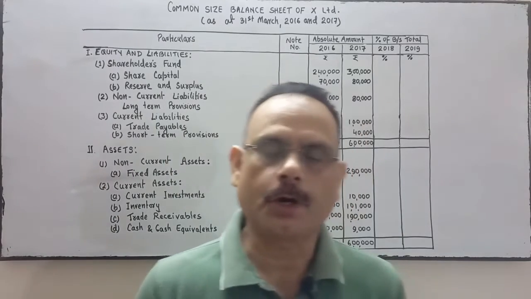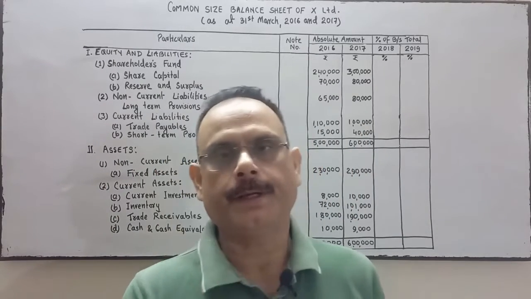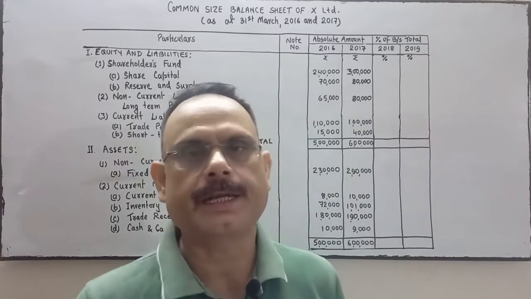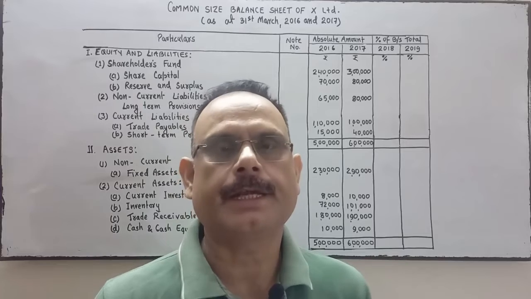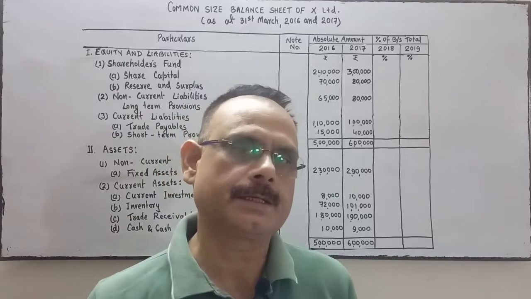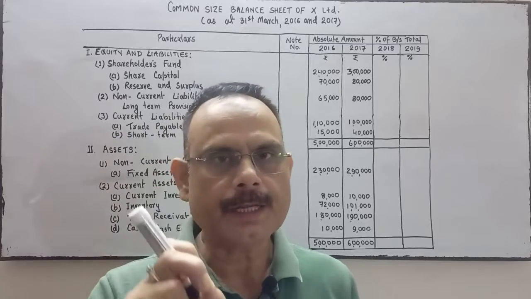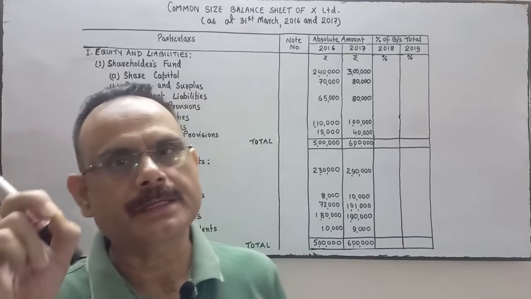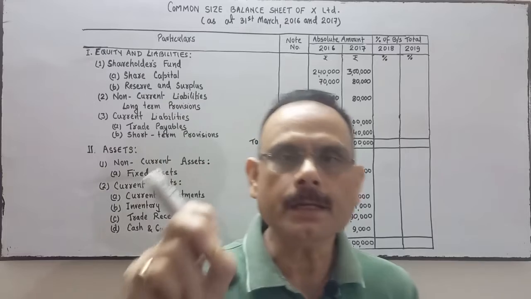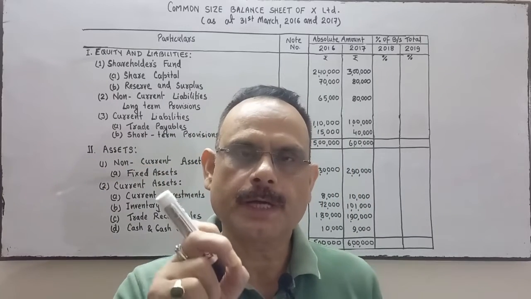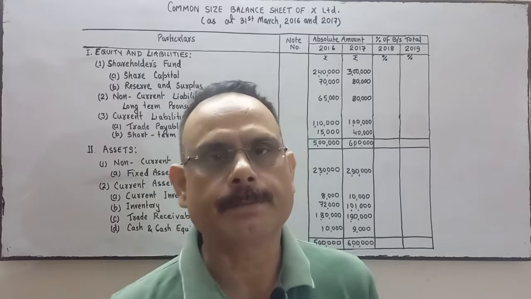Now next is common size statement. Next topic, or next chapter, is common size statement. In common size statement, we prepare the common size statement of balance sheet as well as common size statement of profit and loss.